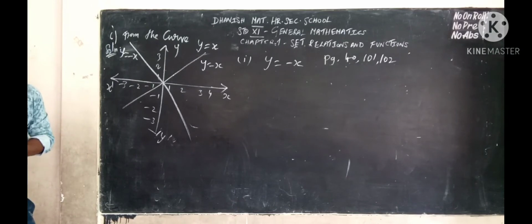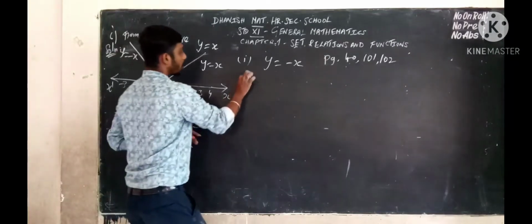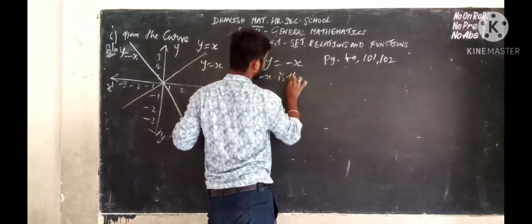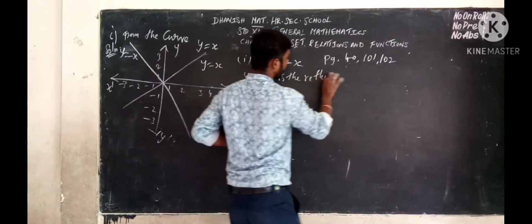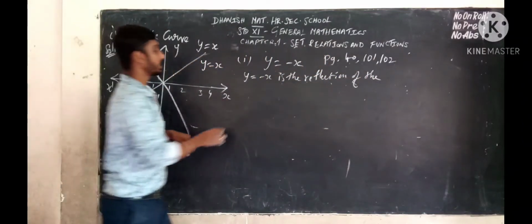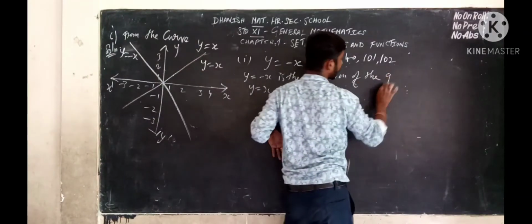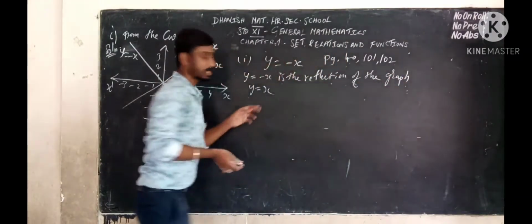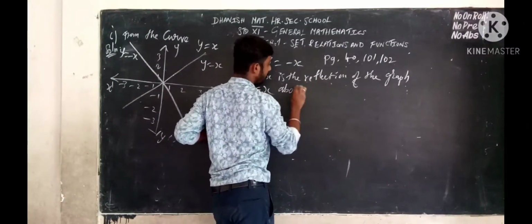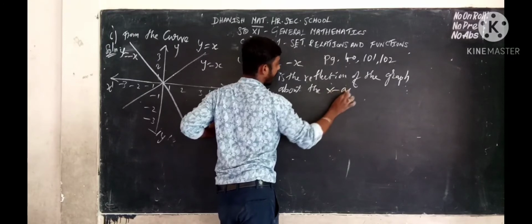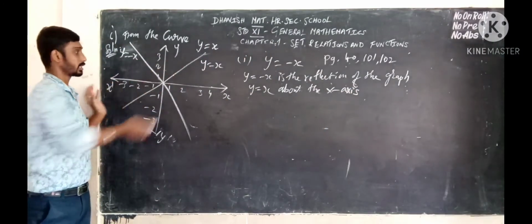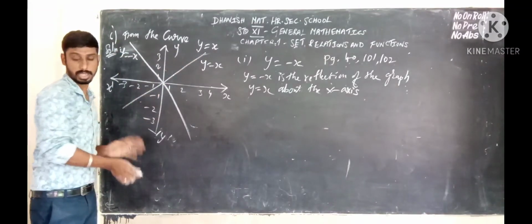Okay, let's write the condition. What's the condition? y is equal to minus x is the reflection of the graph y is equal to x above the x axis. So it will be the same concept only. The reflection means this curve will be reflected like this. Okay, let's see here.